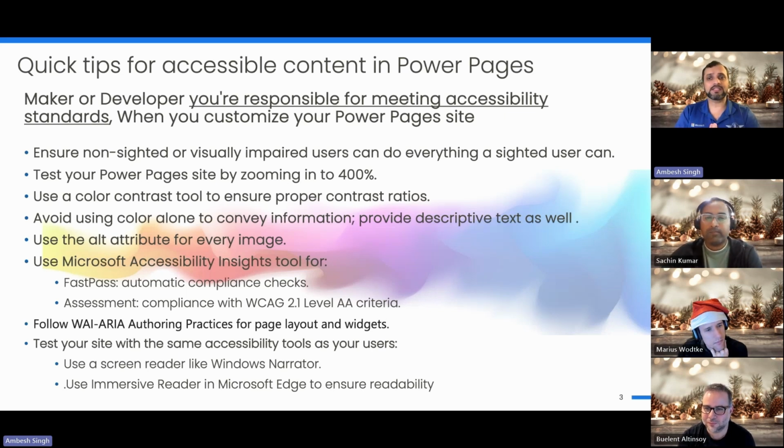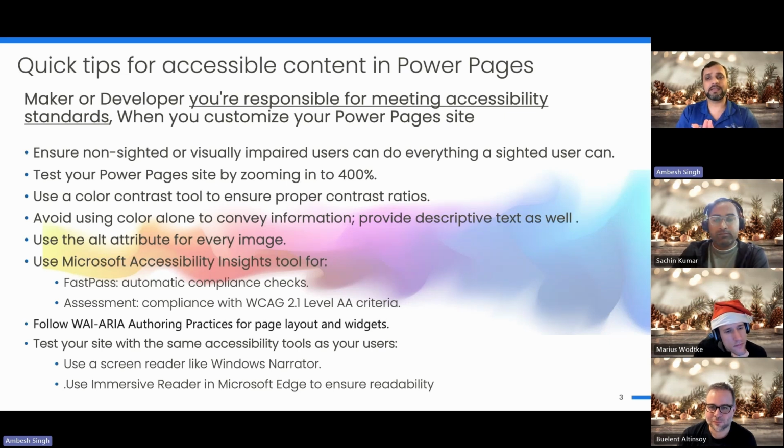Use the Microsoft Accessibility Insights tool to perform two types of scan. The first one is the fast scan that automatically checks for compliance with dozens of accessibility requirements. The other is the assessment that measures compliance with the WCAG 2.1 level AA success criteria. Also, you have to follow the WAI-ARIA authoring practices while creating the page layout and adding widgets.